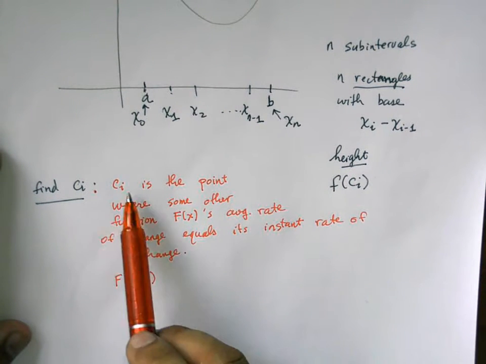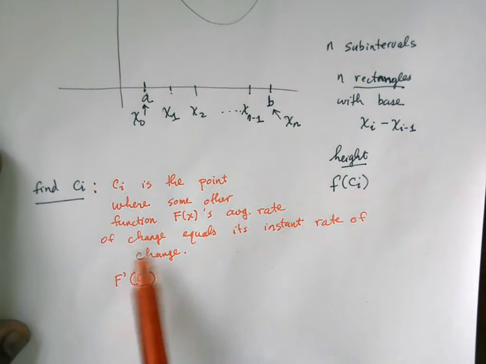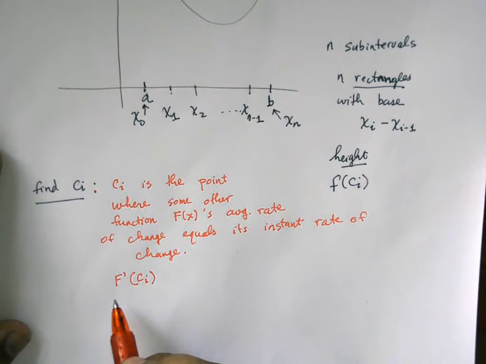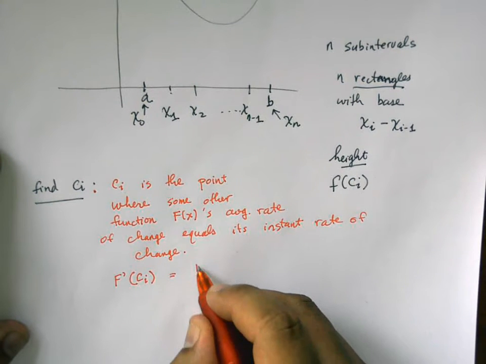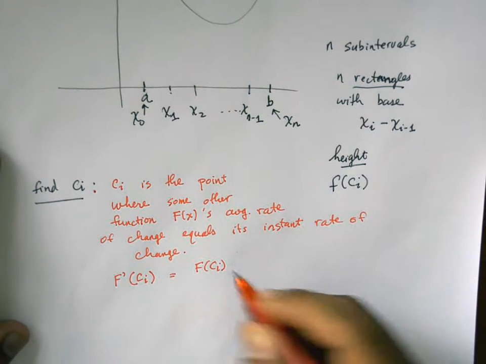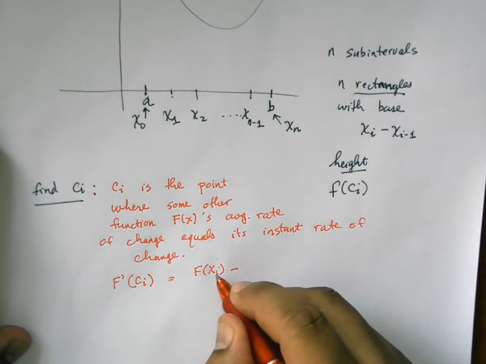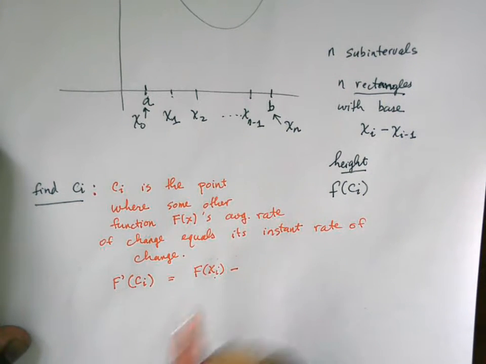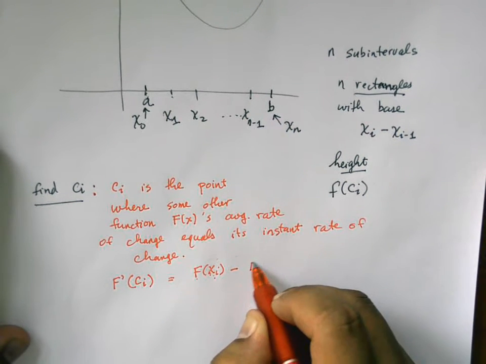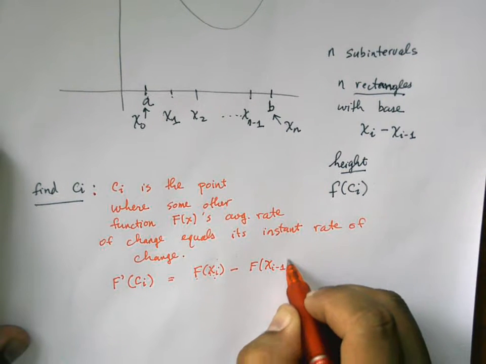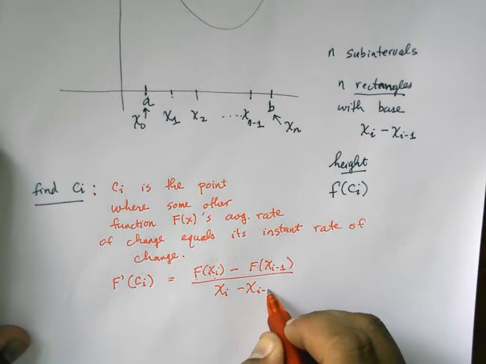The way we choose c sub i is the point where some other function, call it big F of x, has its average rate of change equal to its instant rate of change. Another way of saying that is big F prime of c sub i is equal to big F of x sub i minus big F of x sub i minus 1, all of it divided by x sub i minus x sub i minus 1.